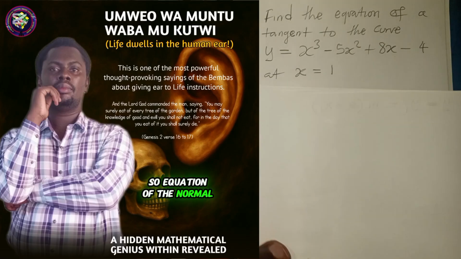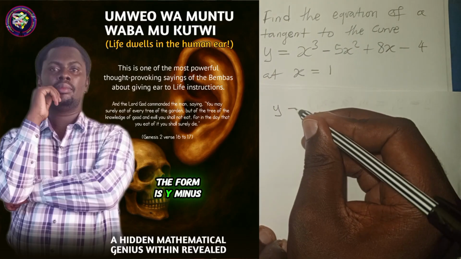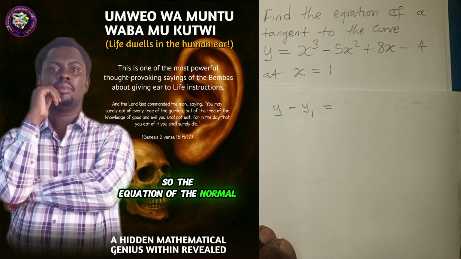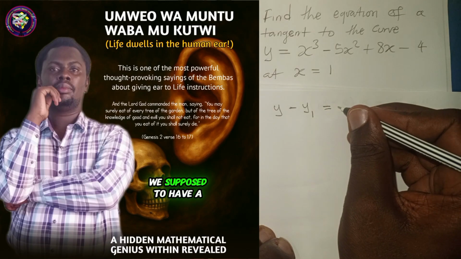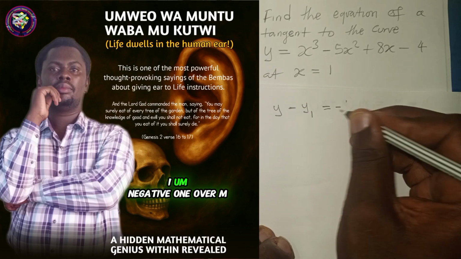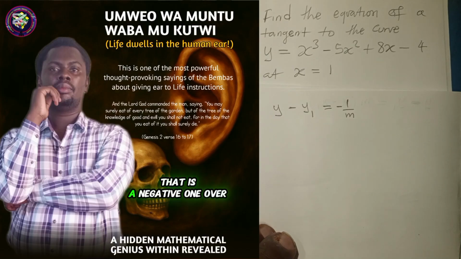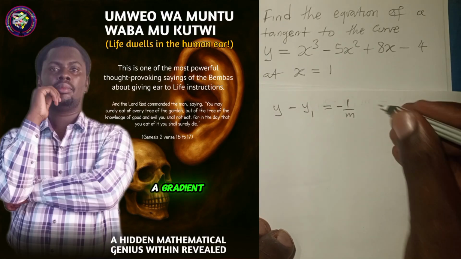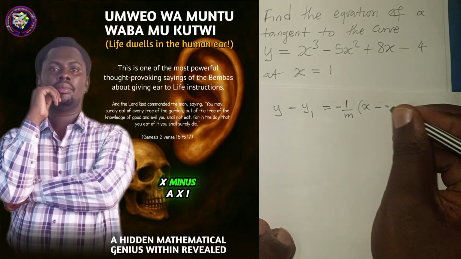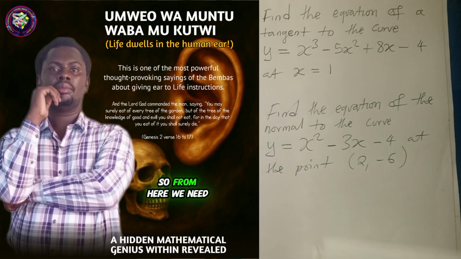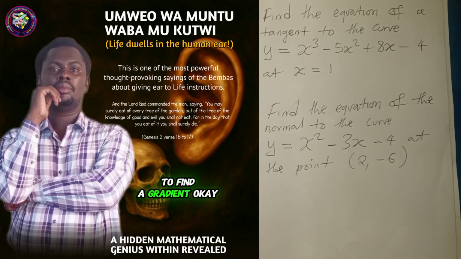The form of the equation of the normal is y - y1 = -1/m (x - x1), where for the normal, instead of the gradient m, we use negative 1 over the gradient. So that is the form for the equation of the normal. From here we need to find the gradient.